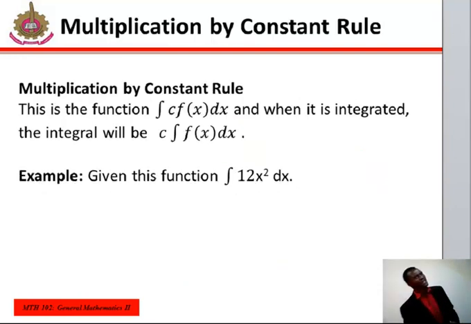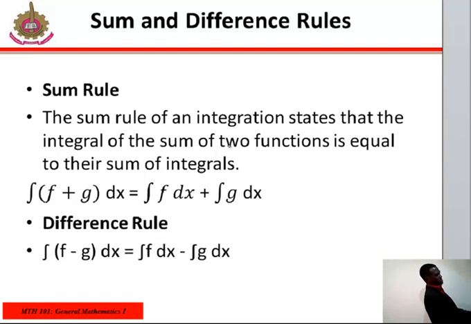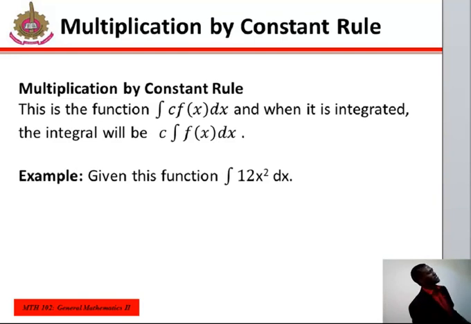The second rule that we are going to be considering is the multiplication by constant rule. This is a function of the form integral of c f(x) dx. And when this is integrated, this will definitely give us this function. However, it doesn't just happen like that. The second rule is the multiplication by constant rule.